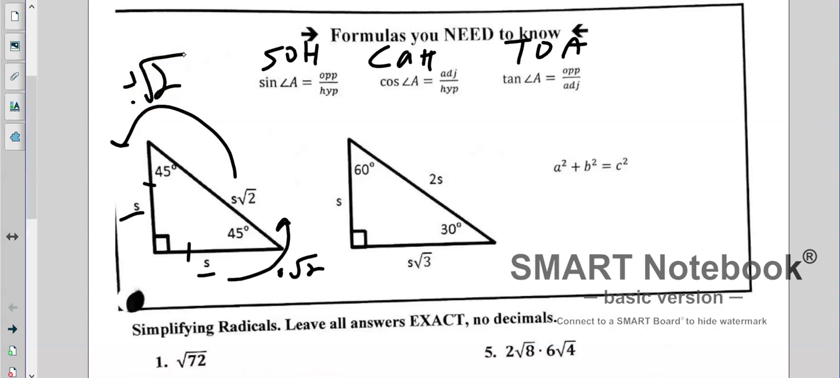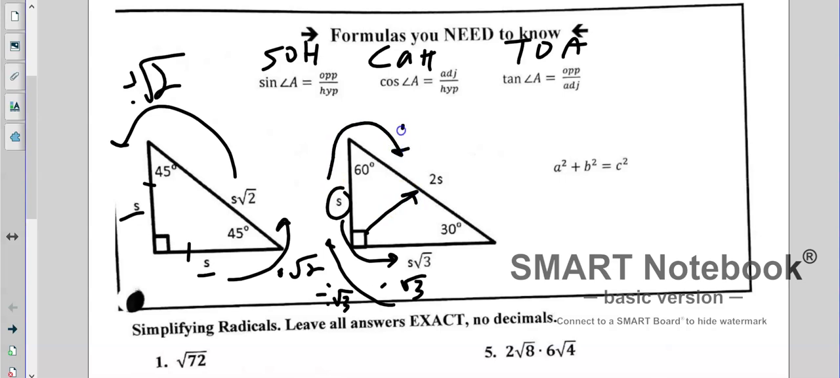A little bit more work for the 30, 60, 90. You always want to start with the small side. If you're going to the larger side, not the largest, larger, you're going to multiply by radical 3. If you're going the opposite direction, obviously you're getting smaller, you're going to divide by radical 3. If you're going to the hypotenuse, which is the longest side, you simply multiply by 2. And if you're going this direction, you divide by 2.